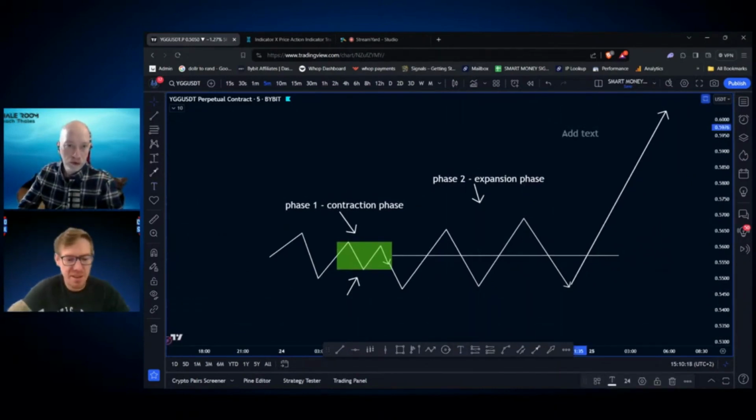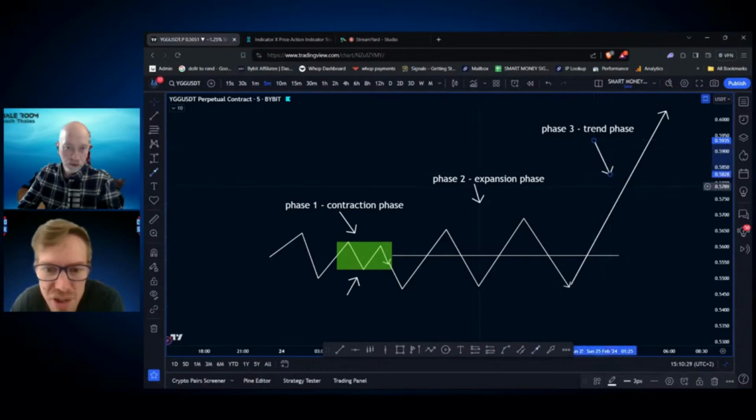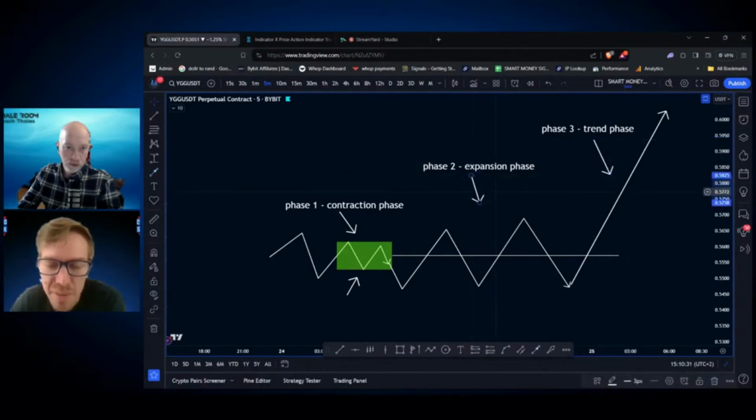So this is the third phase, phase 3, the trend phase. Once you understand that these 3 phases are happening in the market, you can actually improve your trading massively because you'll know what phase you're in and you'll know how to trade according to your phase.